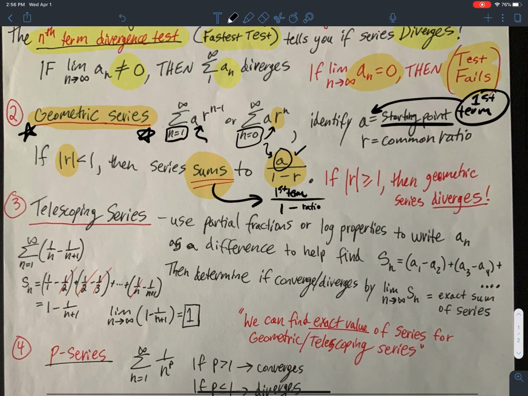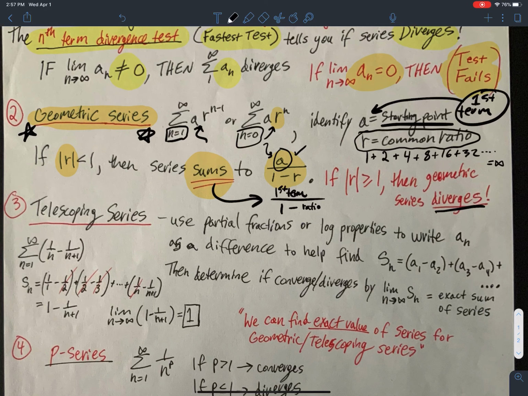Now, if the absolute value of r, that geometric ratio, what I'm multiplying each term by to get the next term, is greater than 1, then the series diverges. I mean, it makes sense, right? If my first term's like 1, and then to get the next term, I multiply by 2, that gets me 2. To get the next term, I multiply by 2 again, I get 4. And the next term multiplied by 2 again, I get 8 and 16 and 32. If I add these up, that's for sure going to diverge, right? So that for sure diverges.